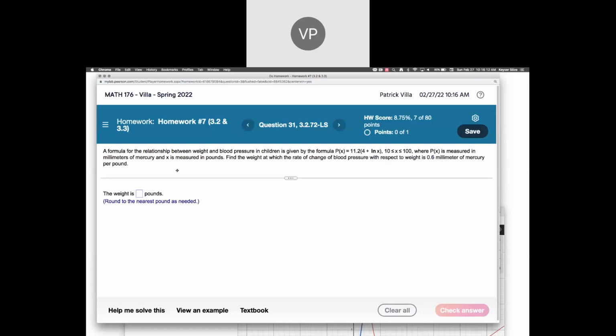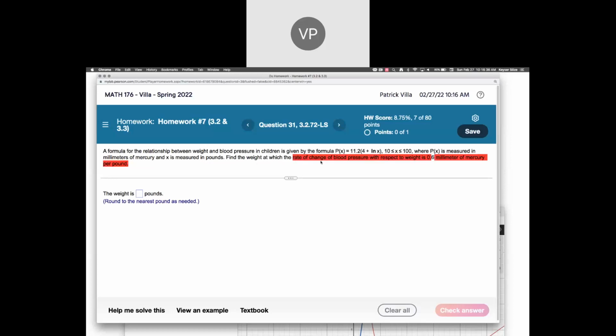And x is measured in pounds. Okay, so you see what they're talking about. Your pressure is going to be this many millimeters of mercury. So whatever P is, it's that many millimeters, and x is the number of pounds of the person. So find the weight at which the rate of change of blood pressure with respect to weight is 0.6 millimeters of mercury.